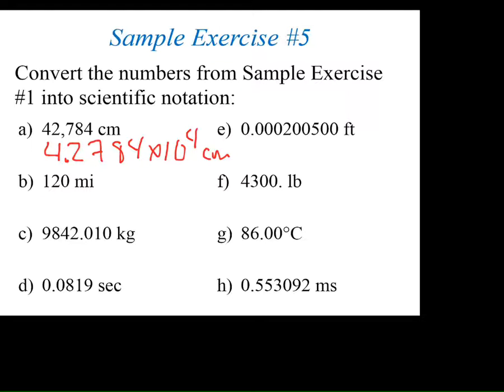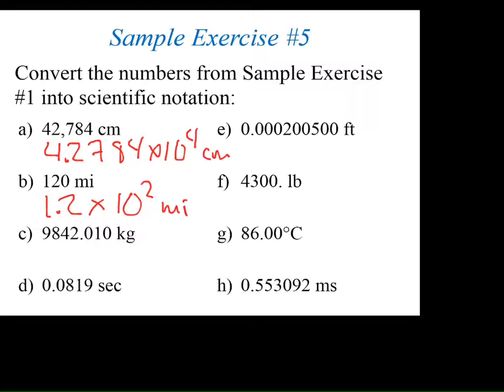Okay. 120. How many sig figs in that? 2. Okay, so only the 1 and the 2, right? The 0 was not significant because there was no decimal. So I put the decimal after the 1, and it has to move how many times? 2. So positive 2 or negative 2? Positive 2. Awesome.